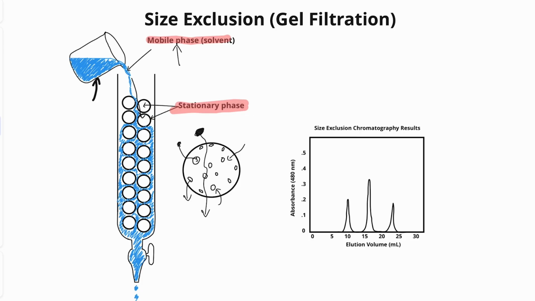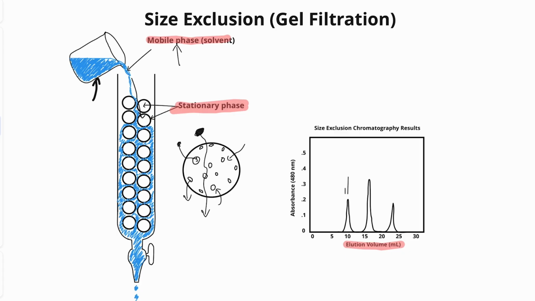Here's an example graph that size exclusion chromatography might produce. On the x-axis, we have the elution volume, which is measuring how much volume of the solvent we poured through the column. Since those smaller molecules get trapped in those beads, they require more of that solvent to get poured through the column in order to make their way through it.